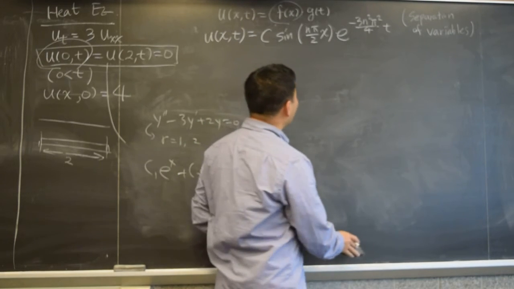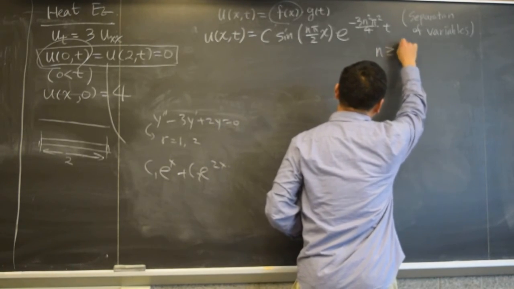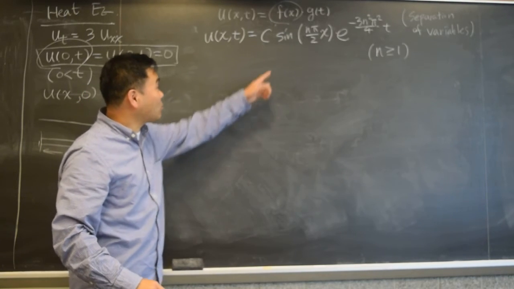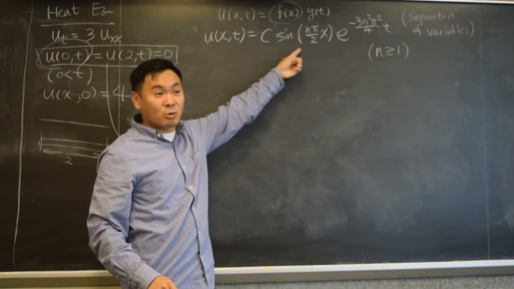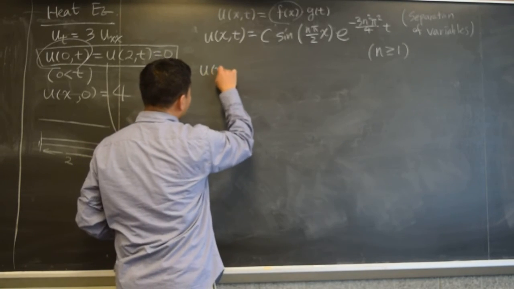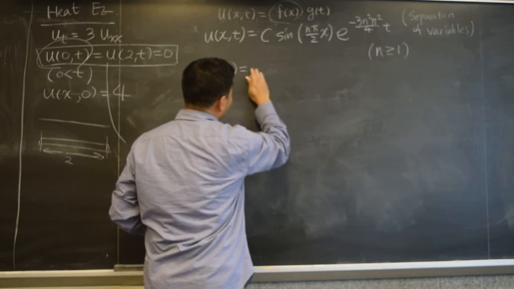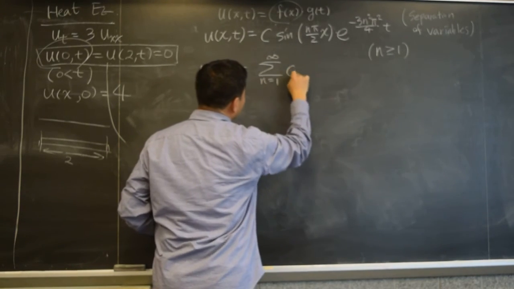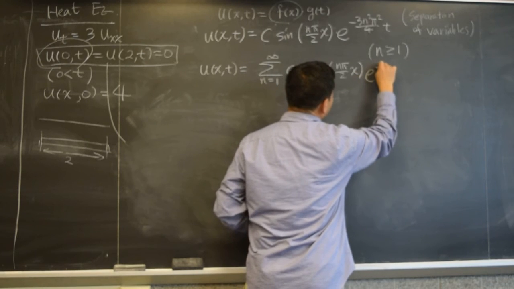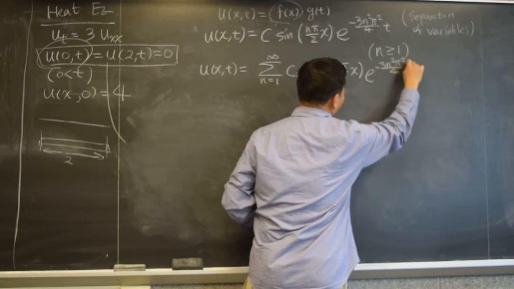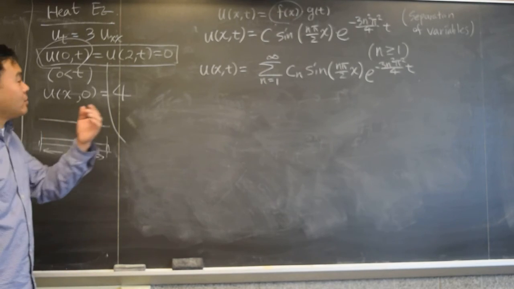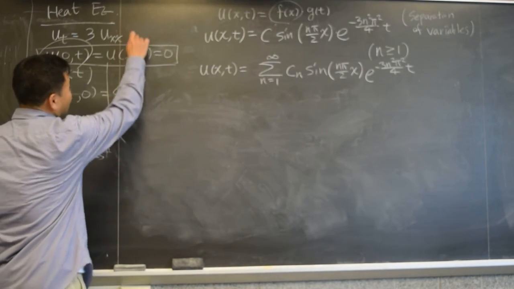Is this one solution or many solutions? This is actually many solutions, because what's the value of n? n is any positive integer, right? So this actually is infinitely many solutions. So what should we do? Sigma. We put sigmas. So we do u(x,t) equals the sum over n from 1 through infinity of c_n sine of n pi over 2 x times e to the negative 3n squared pi squared over 4 t. And I claim that this is the most generic solution to this.